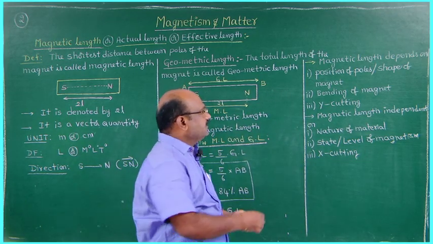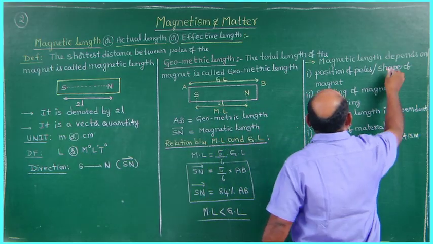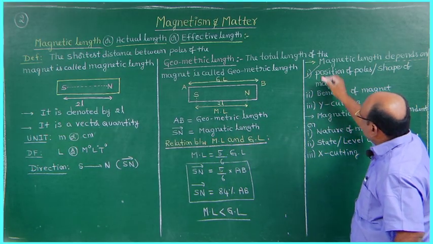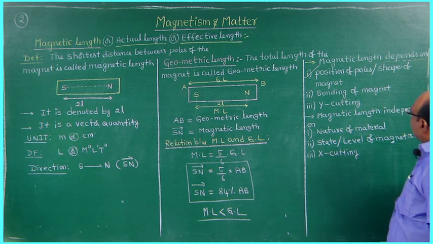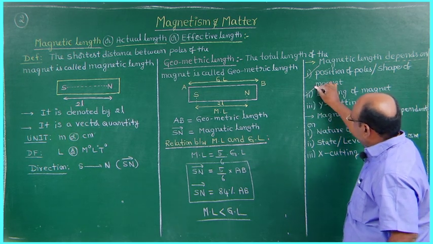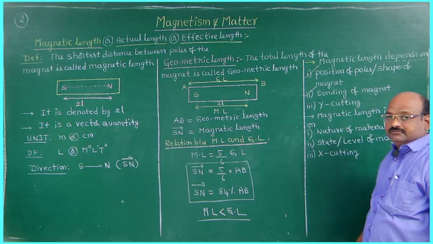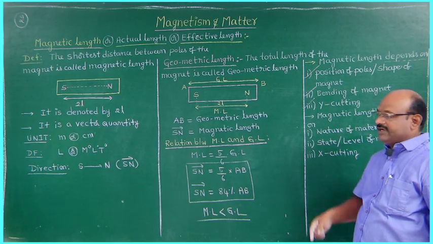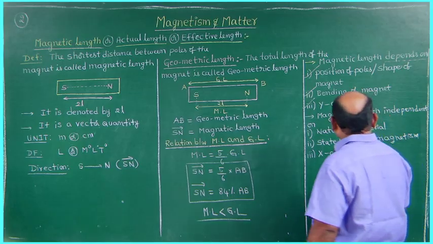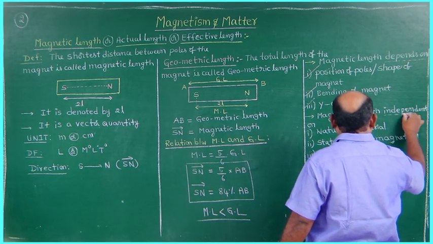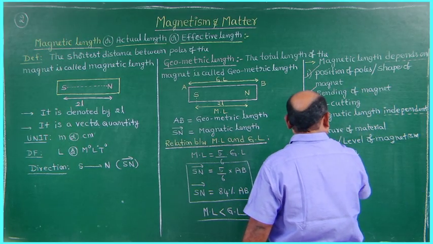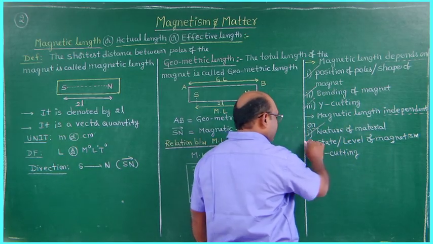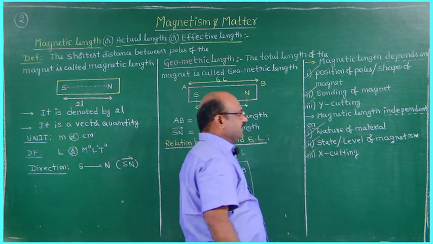So, magnetic length depends on, see carefully, dependence I am telling. One is position of the poles or position of the magnet or shape of the magnet. Second one is bending of the magnet. Third one is Y cutting. Y cutting means the magnet is cut along the Y direction. Second one, magnetic length is independent of, this is the independence of magnetic length. Number one, nature of the material. Number two, state or level of magnetism. Third one is X cutting.